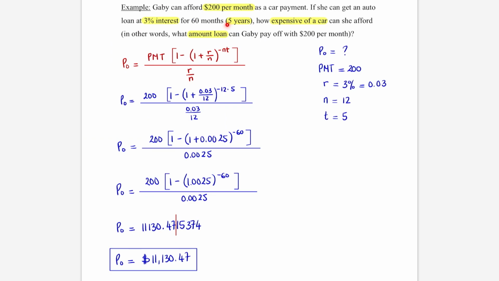So if Gabby takes out the loan for 5 years at the interest of 3%, and she's making a monthly payment of $200, the amount of loan that she can get is $11,130.47.